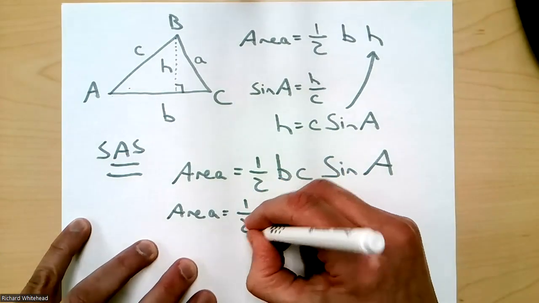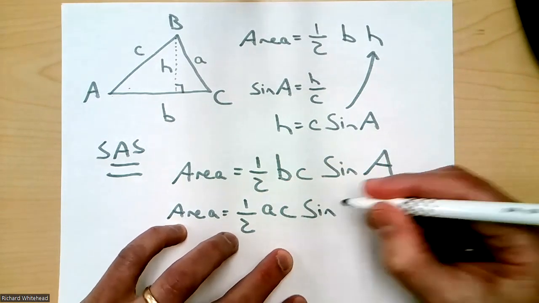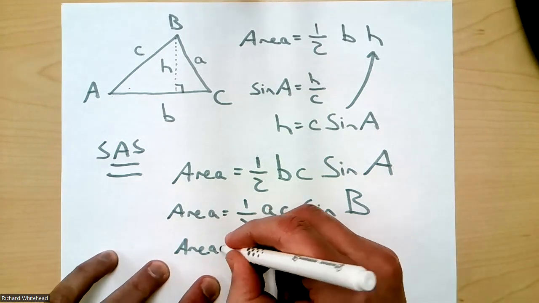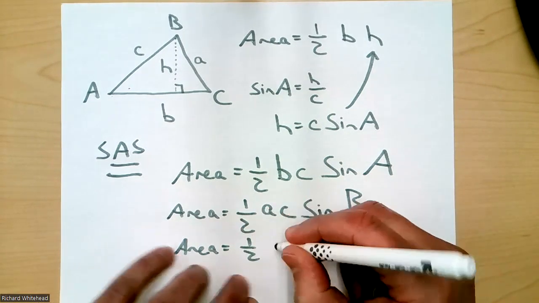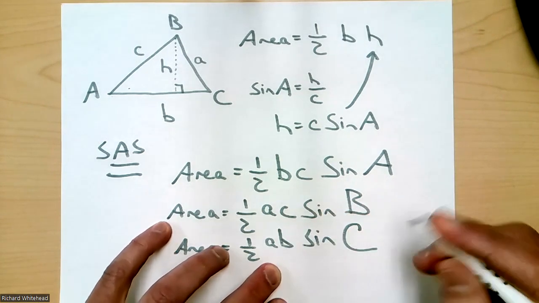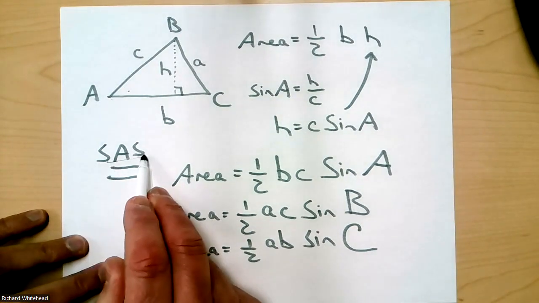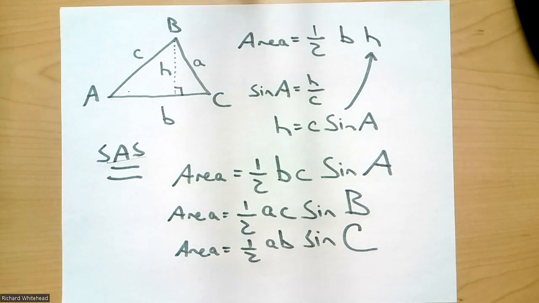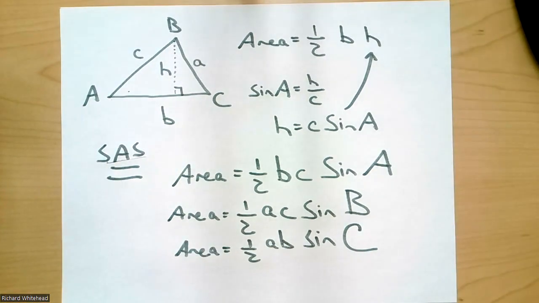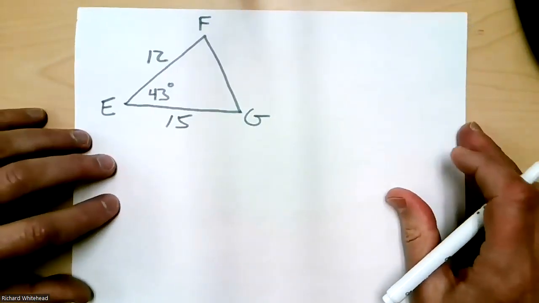But we can change this around and say, well, it's the same thing as if I said AC sine of B, which is the same thing as if I said AB sine of C. See, all these work. Same formula. As long as you've got SAS, you can use this formula. And I'm going to call this area when you have at least an angle.